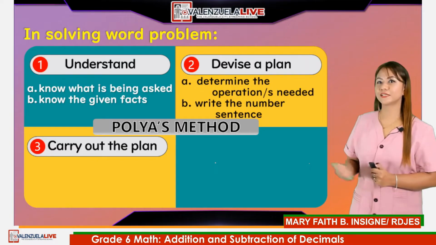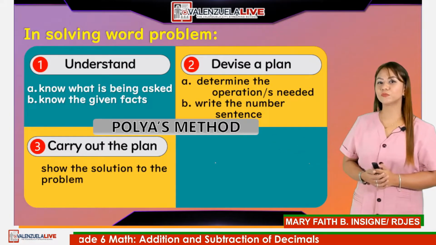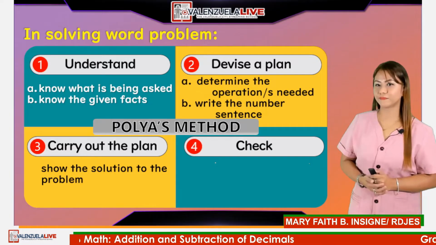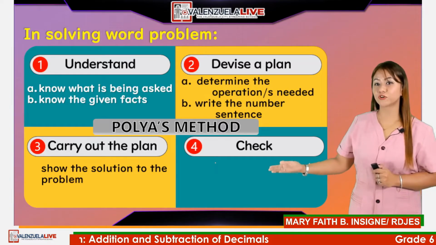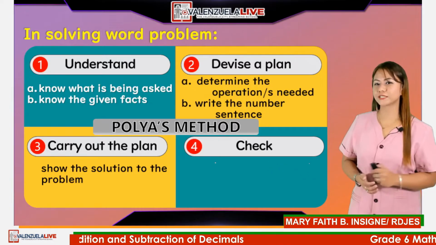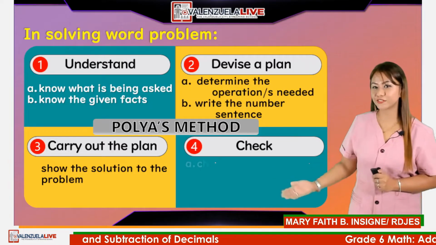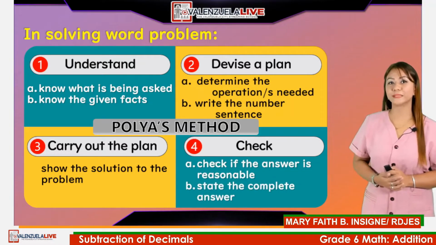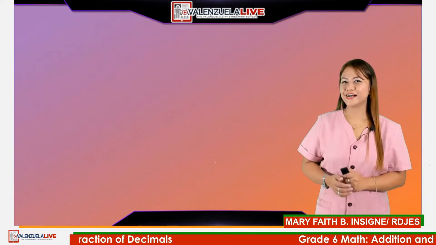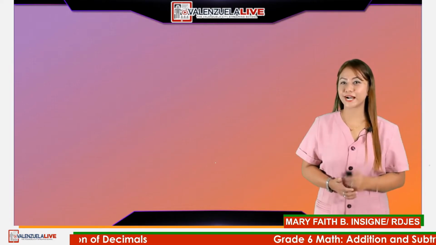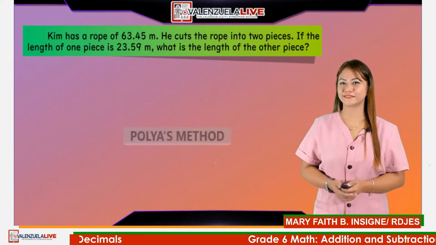Third, carry out the plan. Show the solution to the problem. And lastly is check or look back. We must check if the answer is reasonable and state the complete answer. Now, let us answer the problem by answering the following questions.